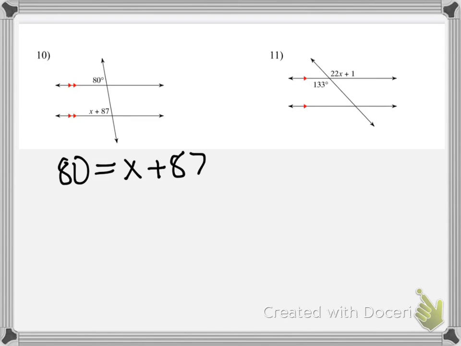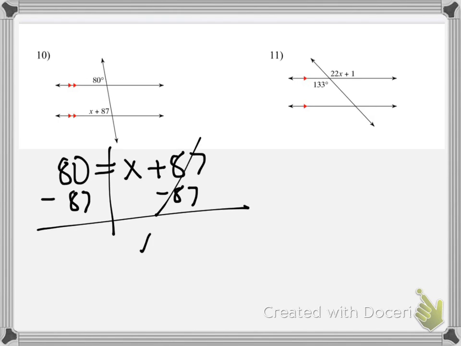plus 87. We want to get x by itself, so do the inverse operation. Whatever we do to one side, we want to do to the other side. And so here we have x is equal to -7. Remember, x here is not the angle, but rather just the variable, so this -7 does not have degrees. It's okay that it's negative because it's not the measure of the angle itself.